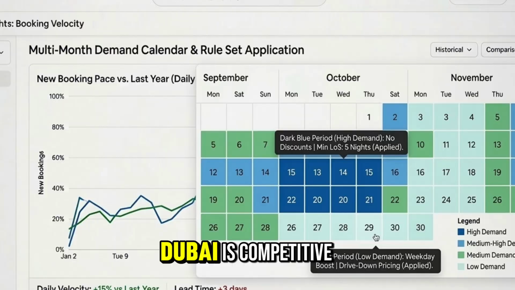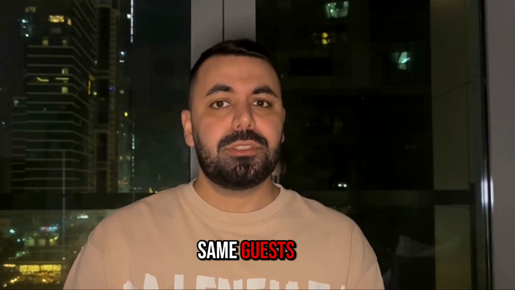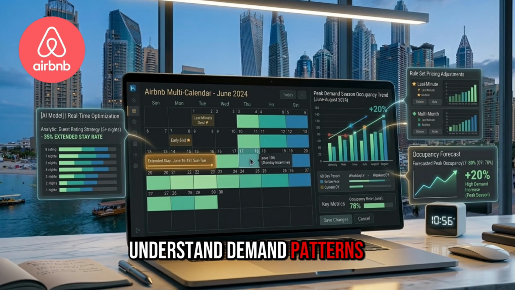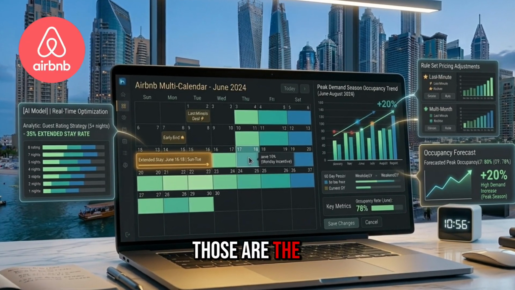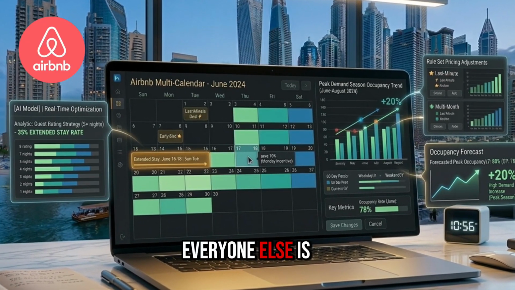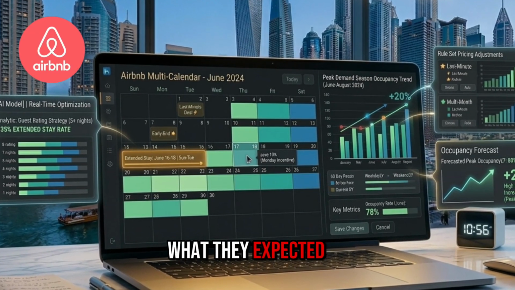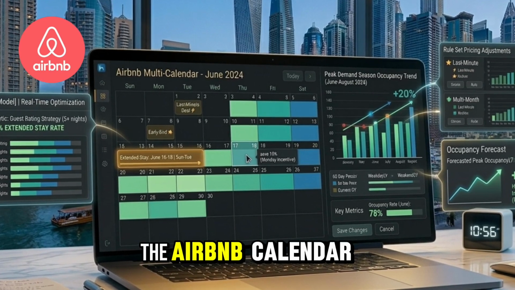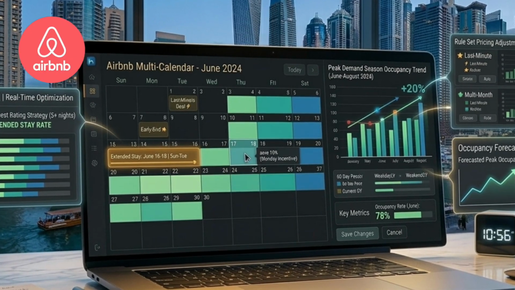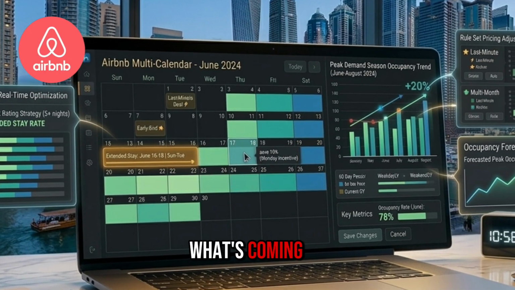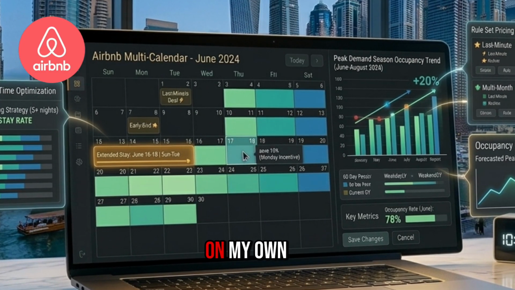Dubai is competitive. There are thousands of listings all fighting for the same guests. The hosts who understand demand patterns, who use rule sets strategically, who let data drive their decisions, those are the hosts making real money. Everyone else is leaving thousands of dirhams on the table and wondering why their returns aren't what they expected. So that's it. The Airbnb calendar rule sets, the color-coded demand hack, AI for finding your pricing leaks, and the occupancy chart for predicting what's coming. These tools are free. The strategies are proven. I use them every single month on my own properties.